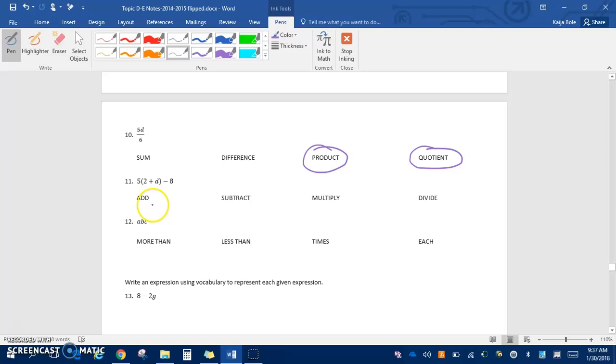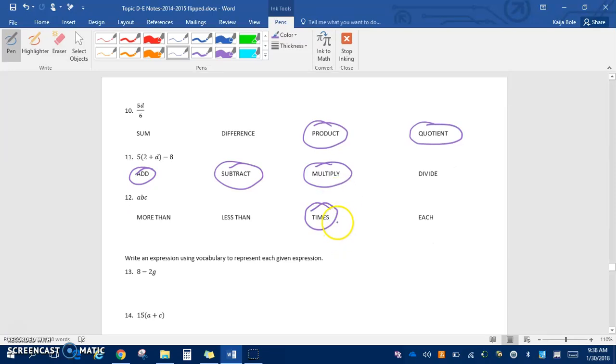For 11, we have 5 times the quantity 2 plus d minus 8. So we are going to have to add. We do also have some subtraction here. And then we also do have to multiply that 5 times the quantity of 2 plus d. And then for 12, we have a, b, c. And we know when there's no symbols in between letters, that means we are multiplying, so it would be times.